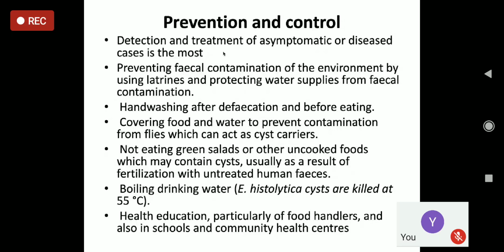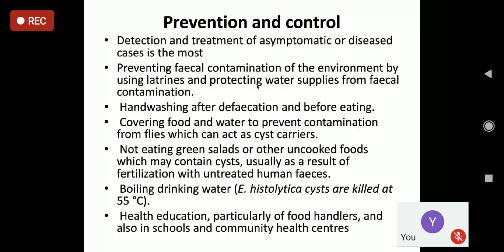Similarly, other preventive measures are environmental cleaning, hand washing, personal hygiene maintenance, boiling water, and health education, particularly to food handlers in schools and community health centers, because they could be the major source of an outbreak. That's why these are the preventive and control measures for amoebiosis.